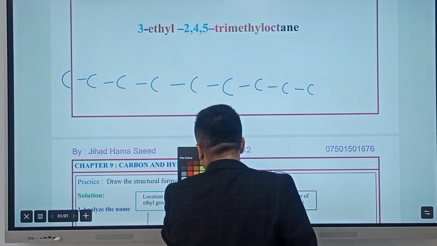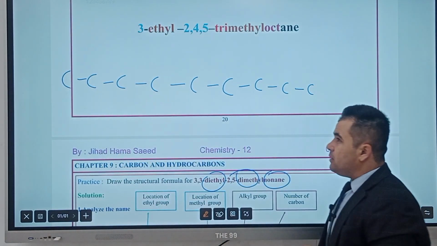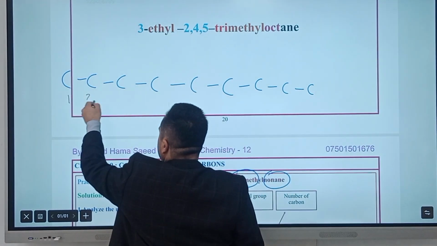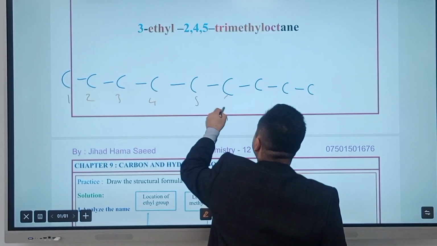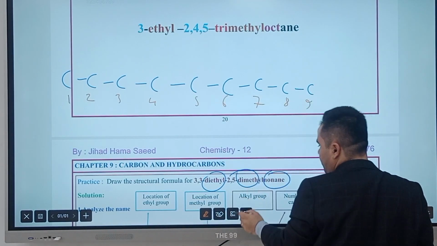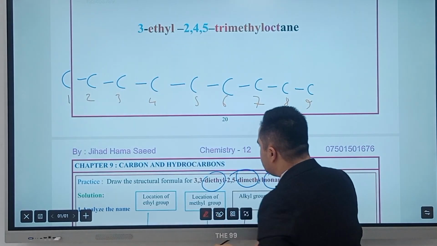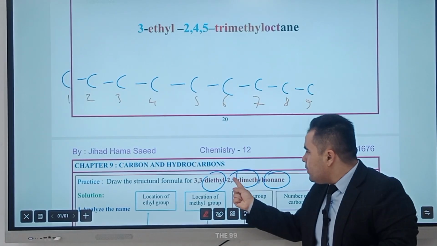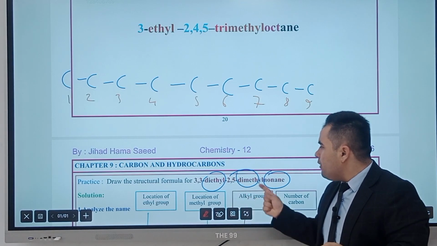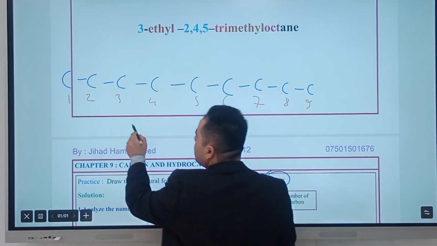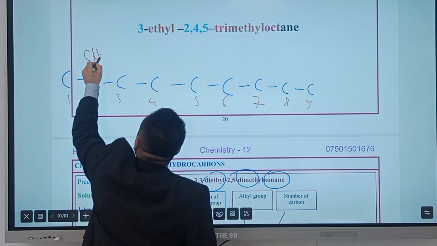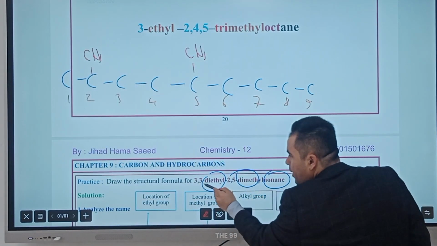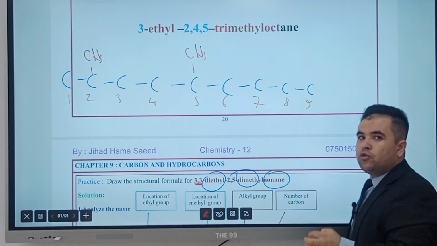Nonane is 9 carbons, and the numbering depends on you, from which end you number the carbons. And then the next step is to write the alkyl groups. On the second and the fifth we have methyl: second CH3, fifth CH3. And on the third, 3, 3, twice repeated.